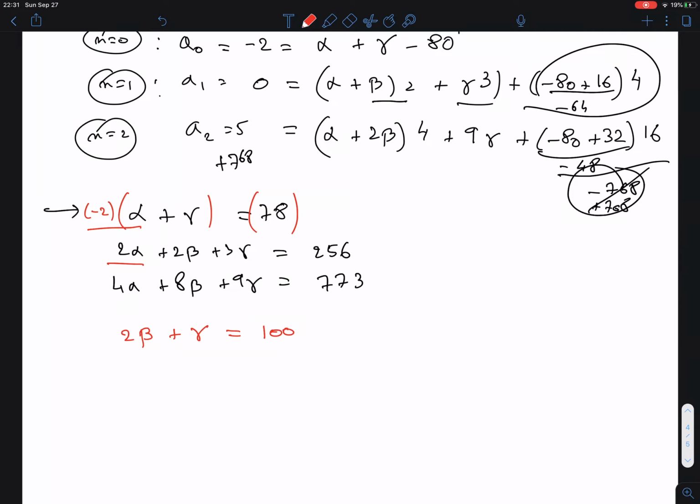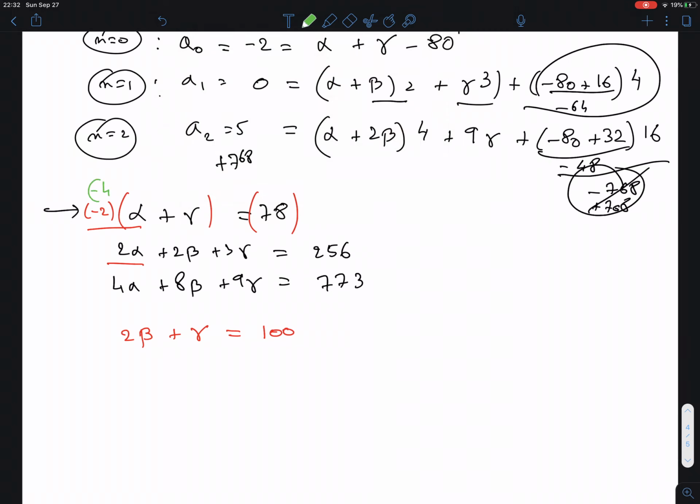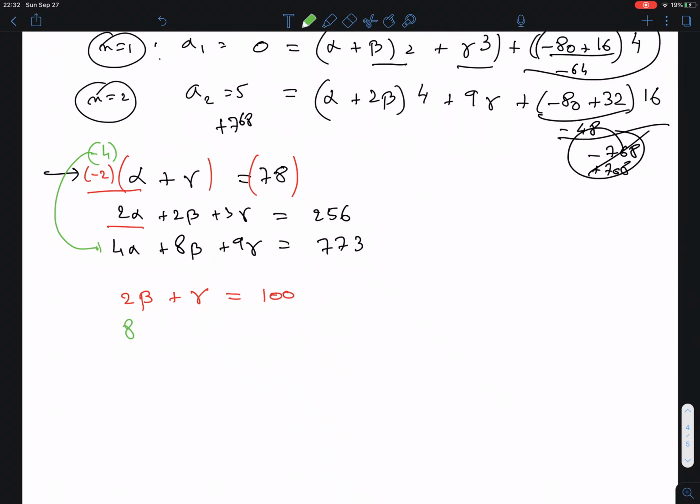Okay, and now, in a different color, you see what I mean? I'm now multiplying this with negative 4, both sides, and add it to this one, because then the 4 alpha cancel. I have 8 beta, minus 4 gamma plus 9 gamma is plus 5 gamma equals, and then 78 times 4, that is 312. We multiplying with negative, so that's negative 312 that we have to subtract, so negative 312 from here, that is 461. And this is the system that we are left with.